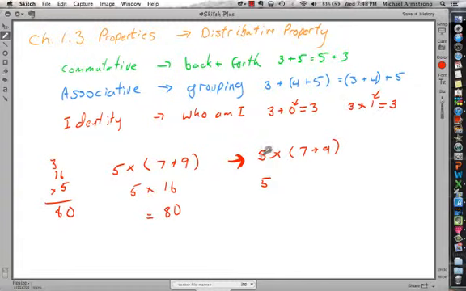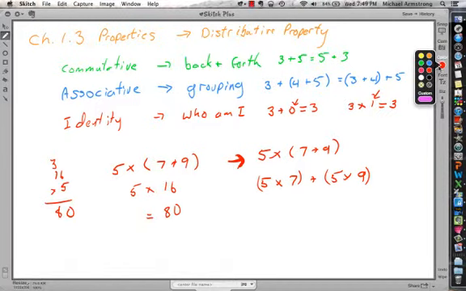This is how it works. You have 5 times this whole thing. It's multiplied by 7 and 9. So we're going to just do 5 times 7 plus 5 times 9. We've kind of grouped 5 and 7 together, 5 and 9 together. It really is 5 times this whole thing, so it's 5 times 7 and it's 5 times 9.